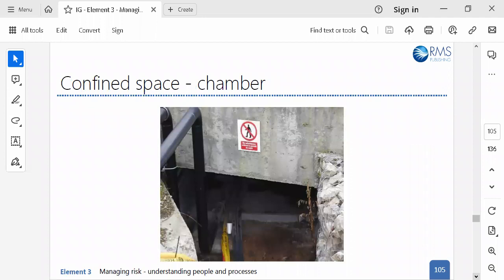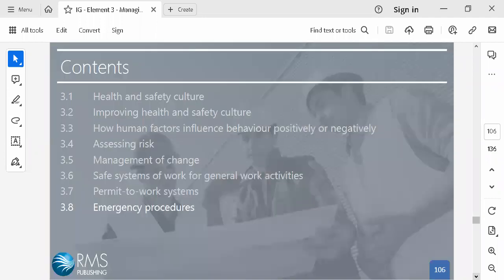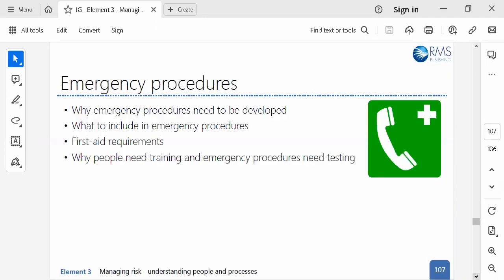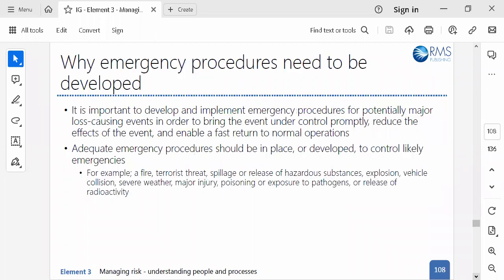This is a confined space chamber. Our last topic is emergency procedures. Emergency procedure is very important. Why does an emergency procedure need to be developed? What should be included in emergency procedures? First aid requirements, why people need training, and why emergency procedures need testing. So we will study one by one why emergency procedures need to be developed.